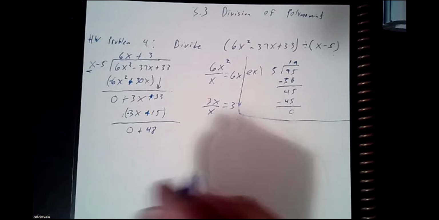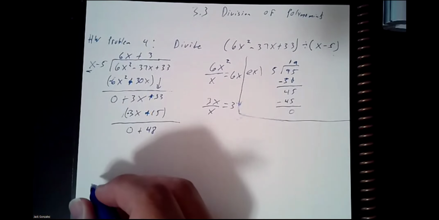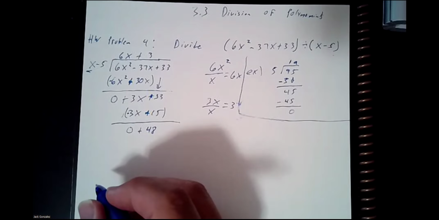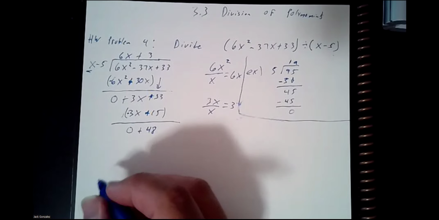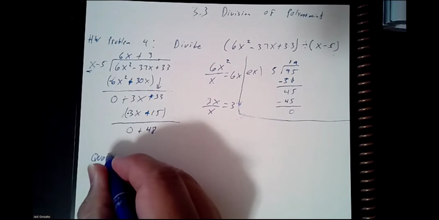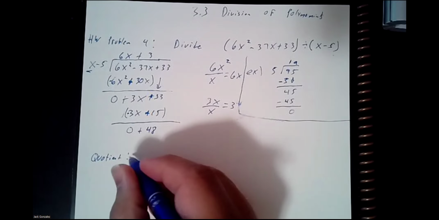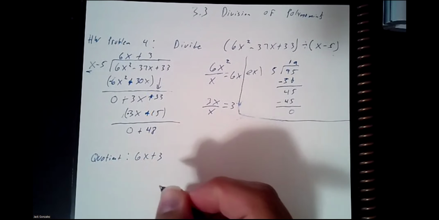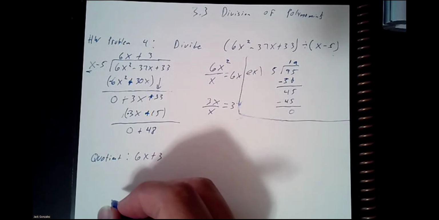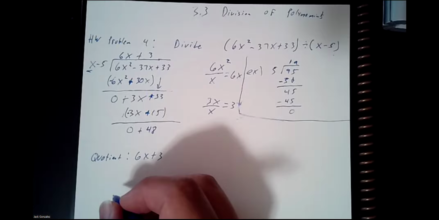So the answer, the quotient, is 6x plus 3. Oh, let me double check here. Oh, I think there is a small error.